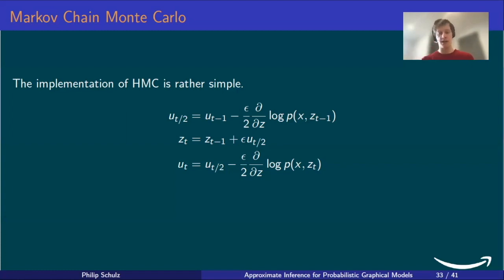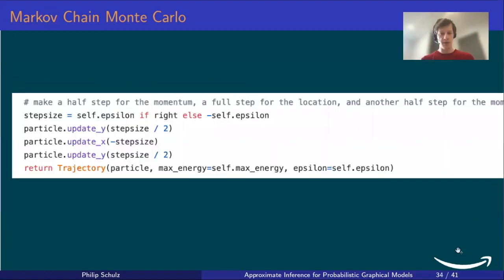It means we'll have to take a couple more steps, but at least we'll get higher accuracy in the sample Z that we're producing, which again means we'll get a higher acceptance rate. So let me show you how this can be implemented in Python. So we have the step size epsilon, and then it's really just update y. So y is our u, update x, which is our z, and update y again, which is our u again.